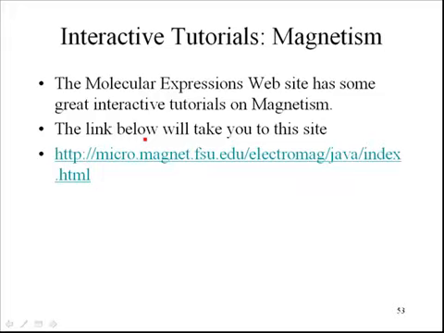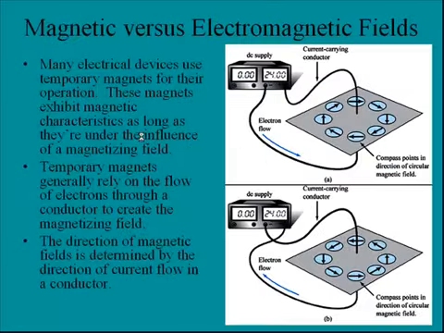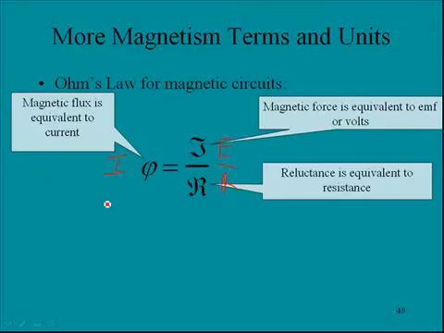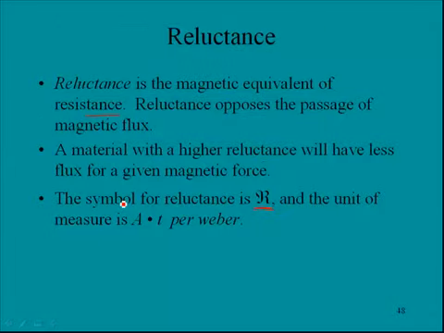Okay, in this particular lesson we ended up looking at the left-hand rule. We looked at magnetic versus electromagnetic fields. We talked about permeability, and remember permeability was kind of similar to conductivity. Remember we talked about Siemens, which were the reciprocal of resistance, and permeability is very similar in concept to conductivity. We looked at the equivalent of Ohm's law in terms of magnetism. We talked about reluctance, and it is electrically the equivalent of resistance.